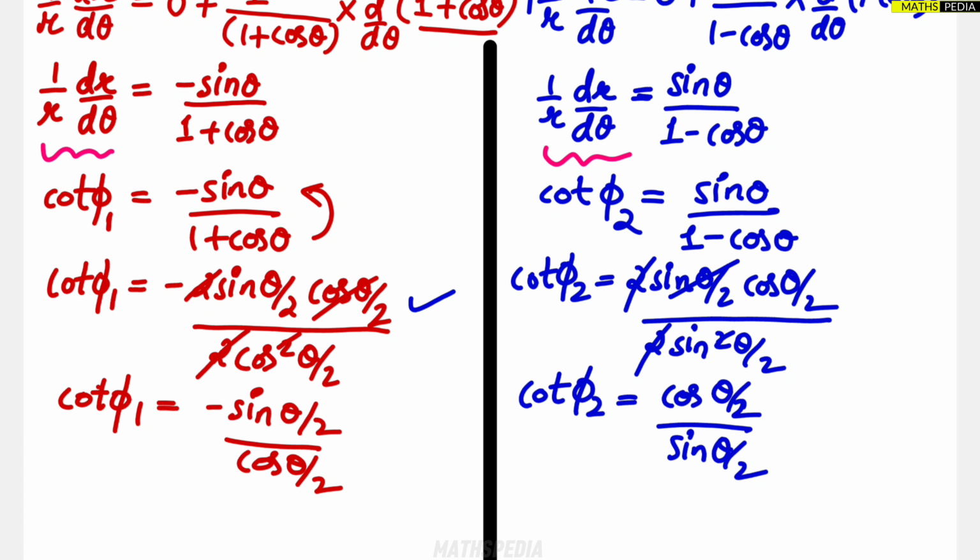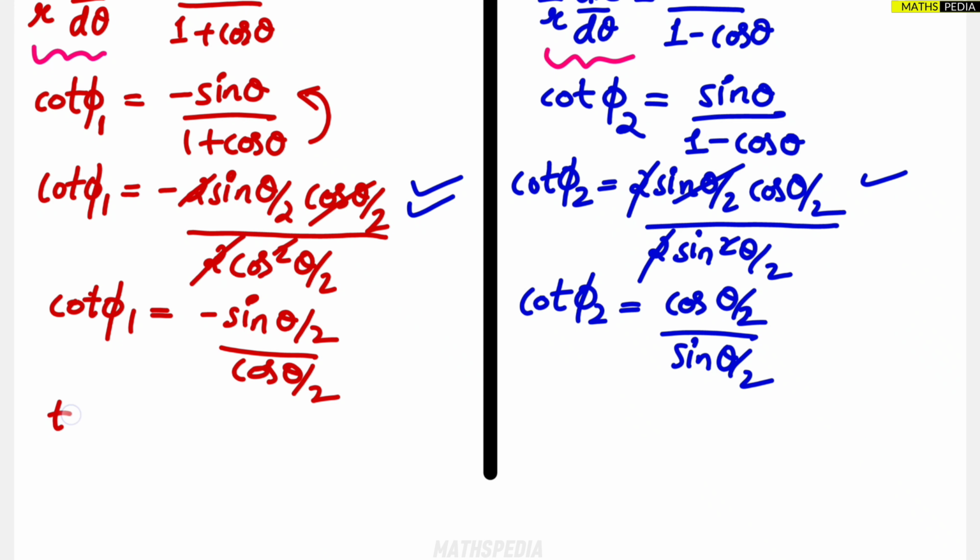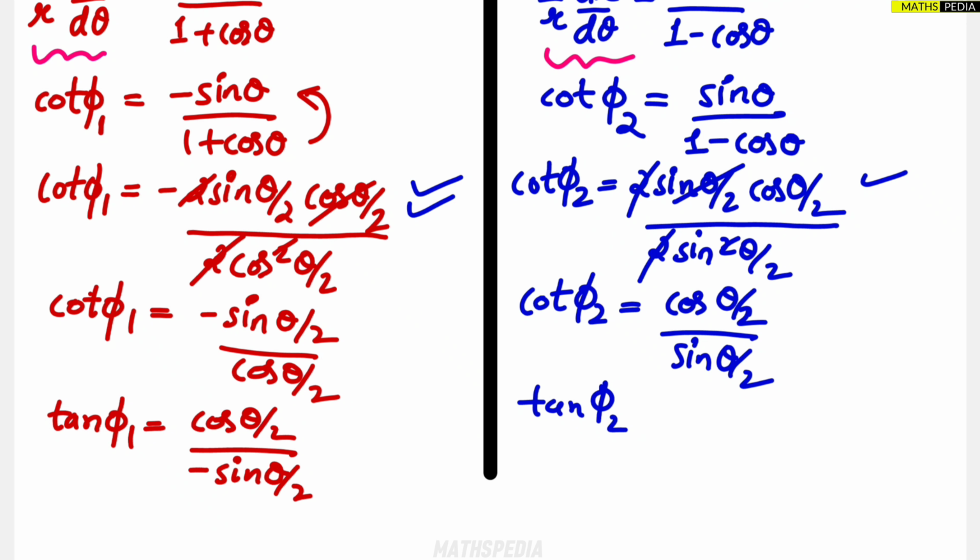Now, as we have discussed, we can go by two methods. Now we can take tan and tan. Here also, in this step you can take tan phi 1 and tan phi 2. It will get directly cancelled, right? So I'll show you that part. Taking now tan, it will become cos theta by 2 by minus sin theta by 2, tan phi 2 is sin theta by 2 by cos theta by 2. Now if you multiply both, you will be getting the answer as minus 1.